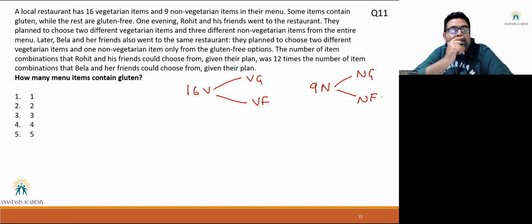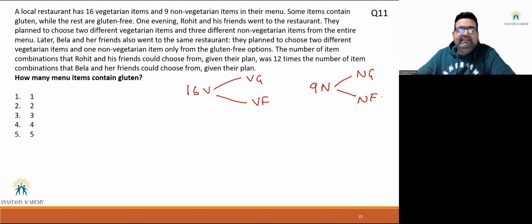So, number of combinations. It basically was a permutation combination problem. It says that the number of combinations for Rohit and his group was 12 times the number of combinations for Bela. How many menu items had gluten? So I had to calculate the number of items with gluten. So I basically need the breakup of this 16 into gluten and gluten-free. Similarly, the breakup of this 9.